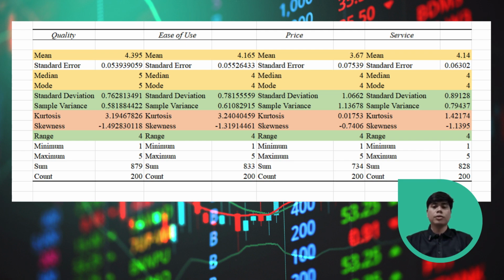To generate this, we used the Excel Data Analysis ToolPak, specifically the Descriptive Statistics tool, and ran it separately on each of the 4 columns. Let's go through what we found.